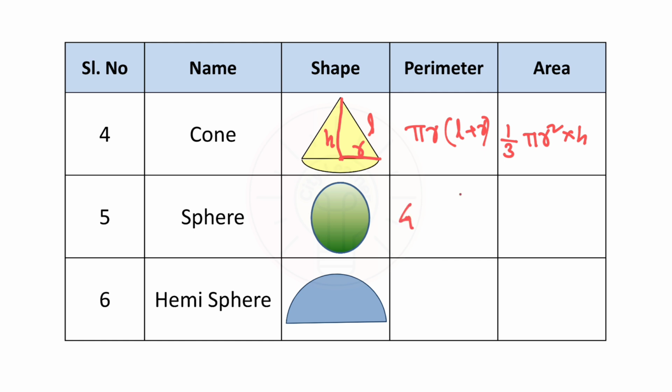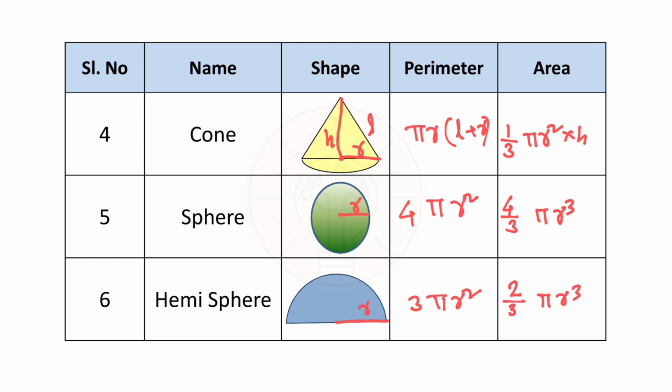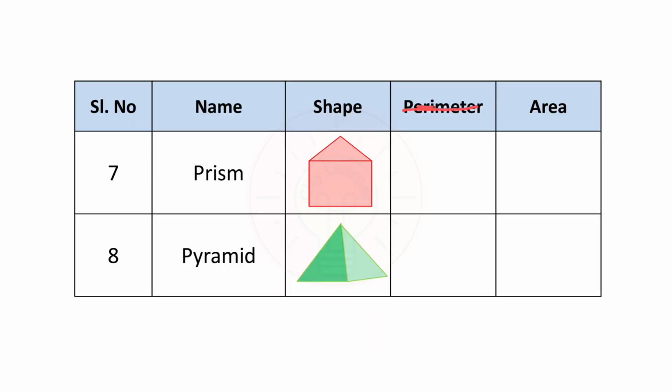Now coming to the sphere. The sphere's radius is R, so the surface area is 4 pi r square and the volume is 4 by 3 pi r cube. For a hemisphere, the surface area is 3 pi r square and the volume is 2 by 3 pi r cube.